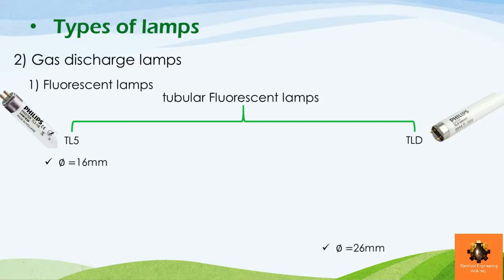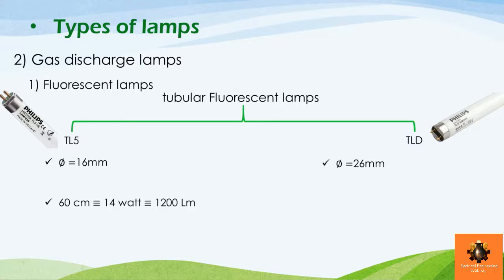While the TLD has a much larger diameter of 26 mm, so it's very obvious that the TLD diameter is larger than the TL5 by 10 mm, or the TLD is much wider than the TL5 by 10 mm. Then for each type of the two lamps, they have three sizes.